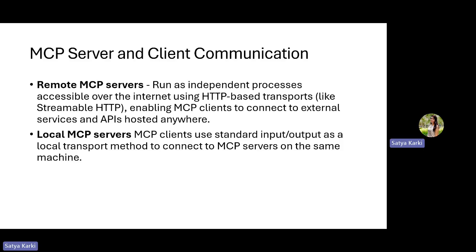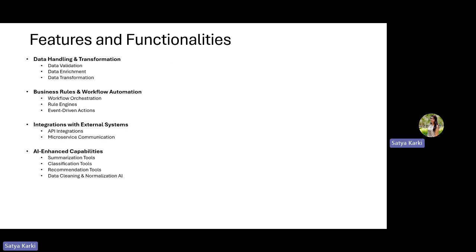It runs as an independent process accessible over the internet using HTTP based transports like streamable HTTP, enabling the MCP clients to connect to the external services and APIs hosted anywhere. For the local MCP servers, MCP clients use the standard input-output local transport method to connect to the MCP servers on the same machine. So in this demo, I used the standard input-output transport protocol, and both the servers and the clients were running on my own demo machine.